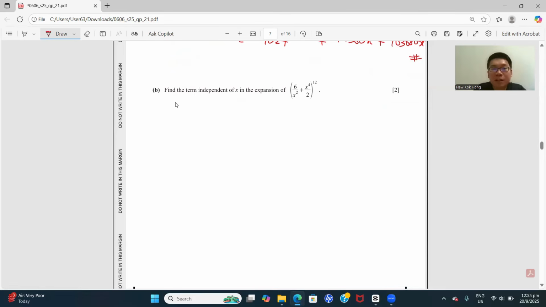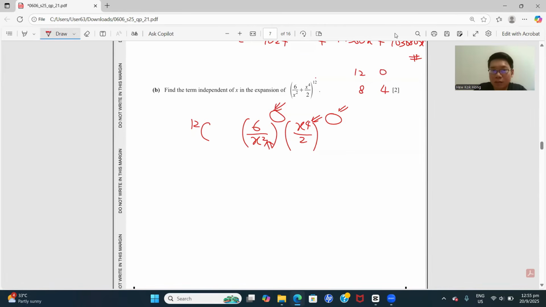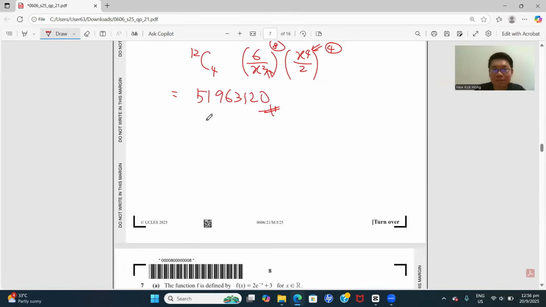Part B, find the term independent of these. So we know it's 12c something. We know that the power here is double of this, so the power here should be double of this to balance it back. 8 and 4. Here becomes power 16, here also power 16, just nice. Then here we use 4 or 8. It's also a very huge number.